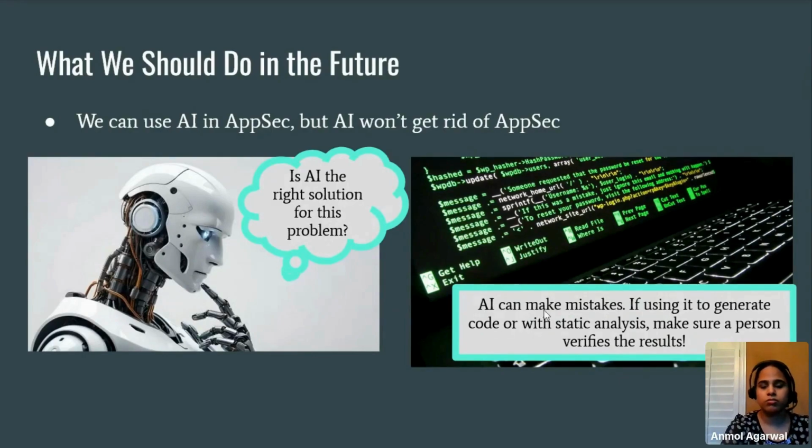And then also make sure you remember that AI can make mistakes, it can hallucinate, it is vulnerable to security issues. So if you are using AI to generate code or with static analysis, make sure you verify the results. Don't just blindly copy paste what they suggest to you because it could be wrong, it could make mistakes, they could hallucinate some packages that don't exist. So make sure you understand that I'm using AI as an assistant, but it's not going to replace everything for me.